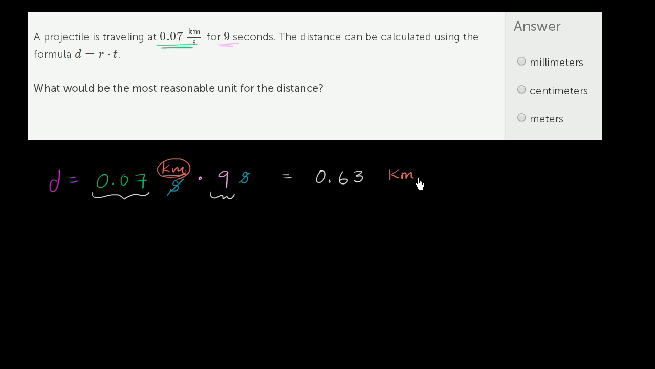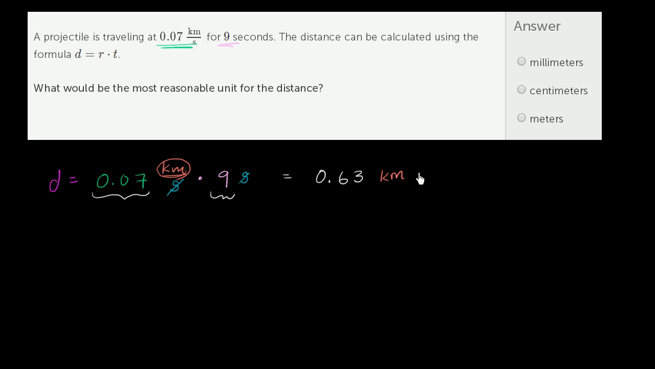Now, is it reasonable to call this 0.63 kilometers? Well, kind of. I wouldn't say that this is the best way to express it. Since we're looking at essentially a fraction of a kilometer, I'd rather describe it in terms of a unit that is smaller than a kilometer. So let's say meters. And actually, all of these are smaller than kilometers. But let's think about what it would look like in terms of these things right over here. So let's first convert this into meters.